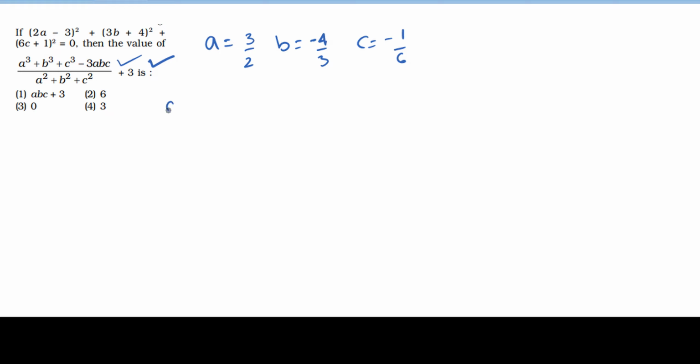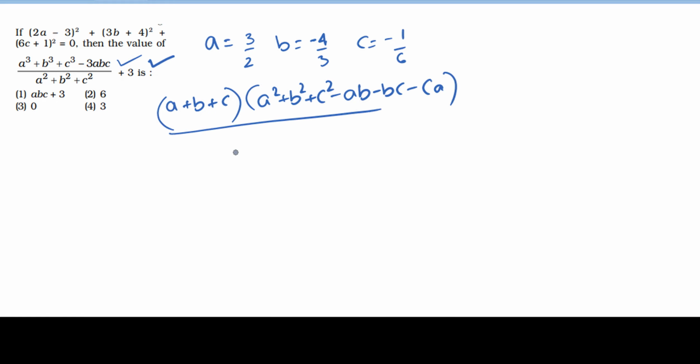This can be expressed as (A plus B plus C) into (A square plus B square plus C square minus AB minus BC minus CA) by denominator A square plus B square plus C square. That's right.